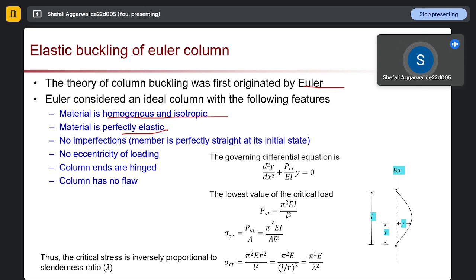Third thing is there are no imperfections. So our member is perfectly straight and there are no imperfections in our material. Next thing is there is no eccentricity of load. So load is acting axially at the center of our member. The column ends are hinged, and the column has no flaw. So we are taking an ideal condition. In ideal condition, we will have our critical stress formula as sigma equal to pi square E upon lambda square, where lambda is the slenderness ratio. So this is Euler's formula. I hope you all have already studied this.